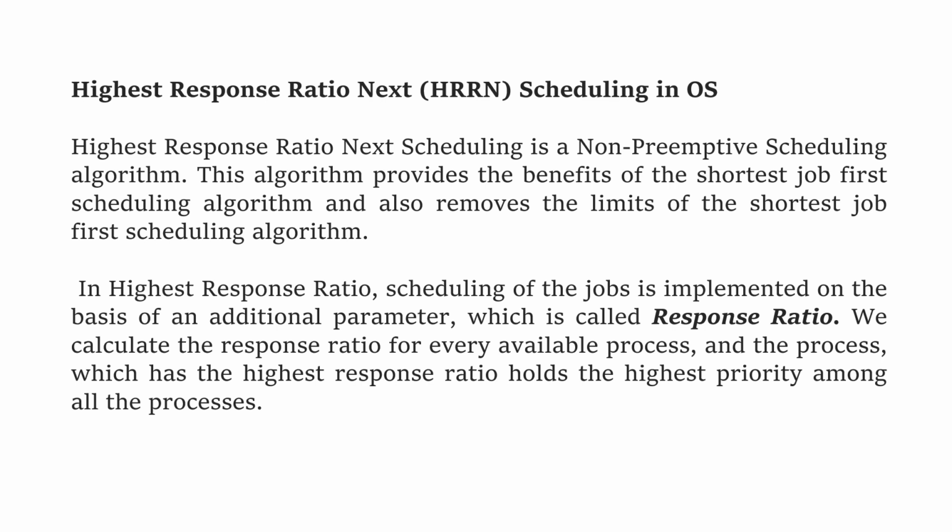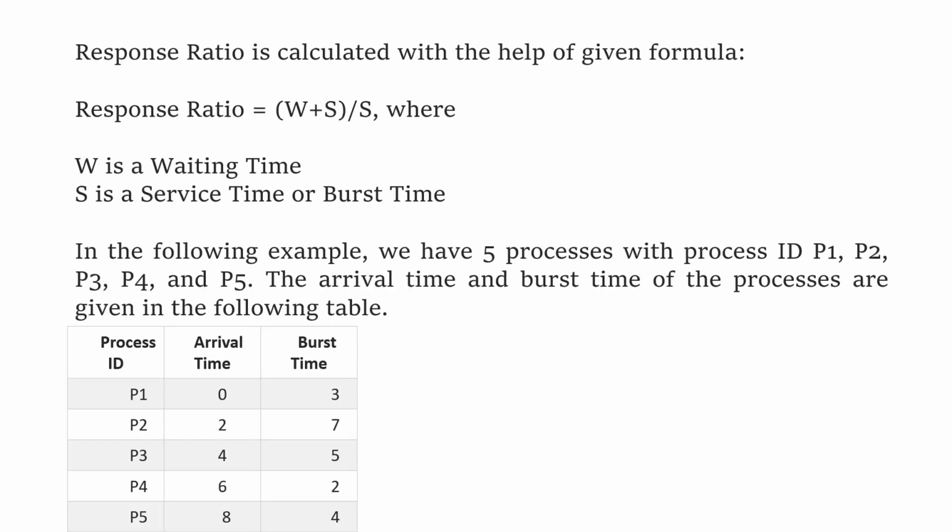The scheduling of jobs is implemented on the basis of an additional parameter called the response ratio. We can calculate the response ratio for every available process in the queue, and the process which has the highest response ratio will have the highest priority to execute. Response ratio is calculated with the formula: response ratio is equal to (W plus S) divided by S, where W is the waiting time and S is the service time or burst time.